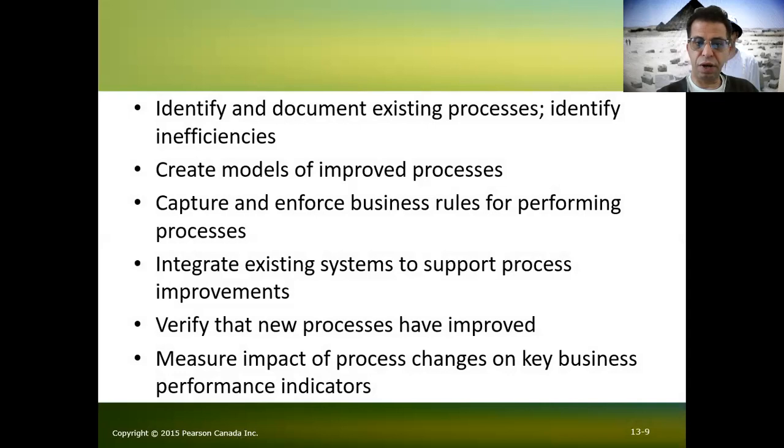Now, identifying and documenting existing processes is about identifying inefficiencies. Once you document the existing processes, you identify where the inefficiencies are in these processes. Then you create a model for improved processes. You might have so many inefficient processes, and then you select which ones you must have, which ones are nice to have, and which ones you don't need to have.